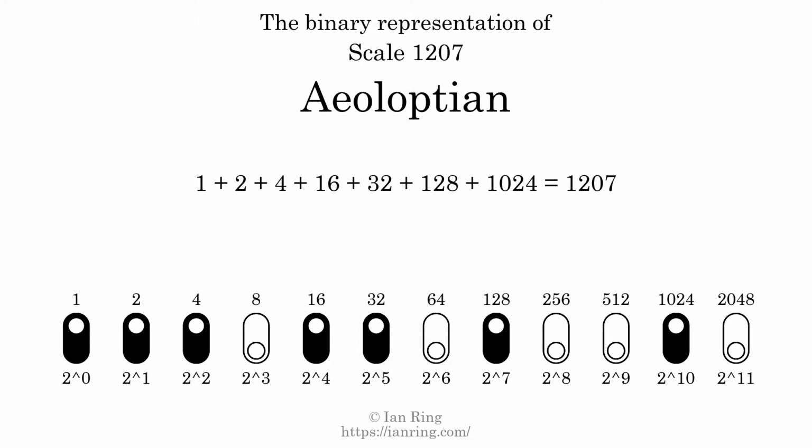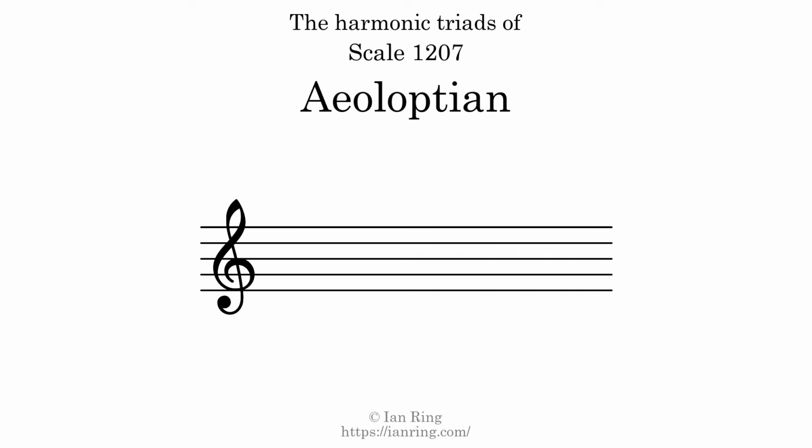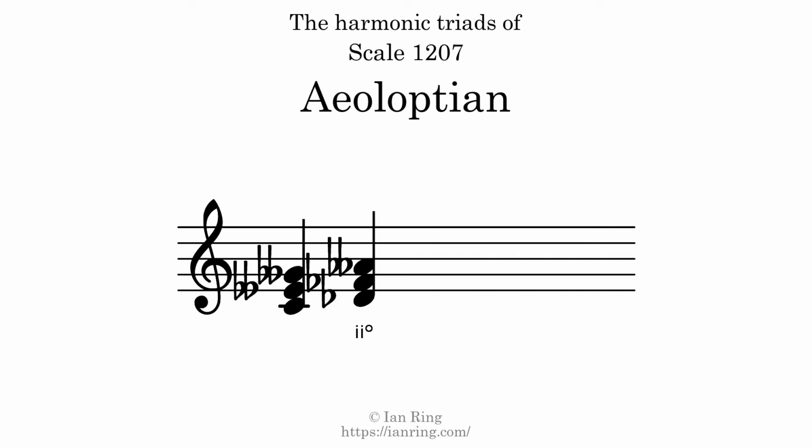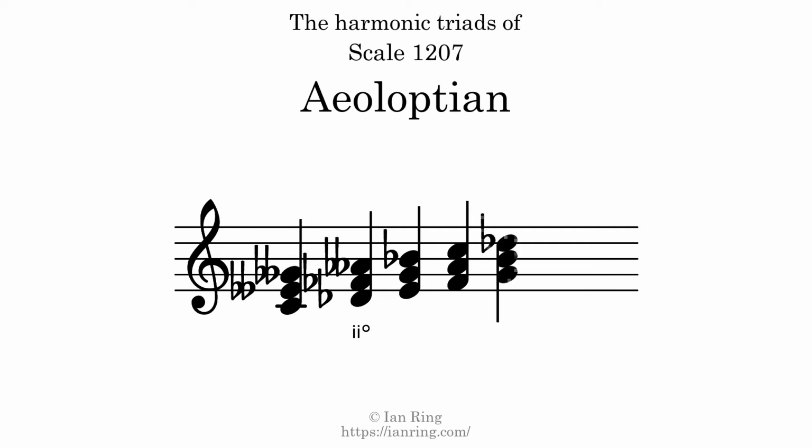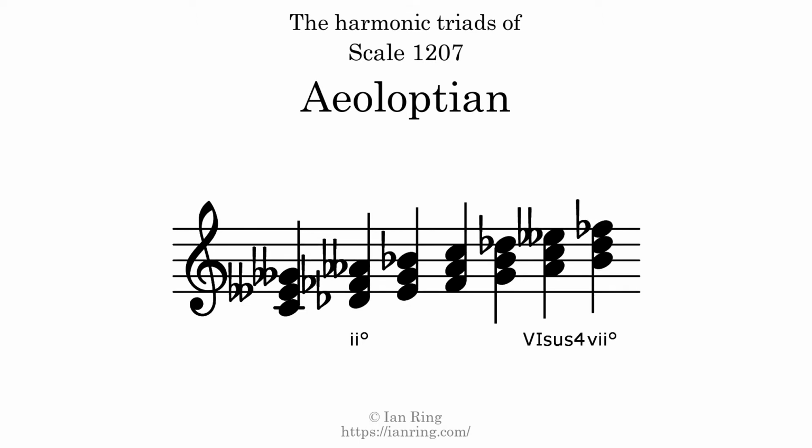The scale number not only enumerates the scale with a unique index, but it also literally describes the tonal content of the scale. Represented as a binary number in base 2, the scale number is 010010110111. Here are the harmonic triads present in this scale. Unnamed, diminished, unnamed, unnamed, unnamed, sus4, diminished.